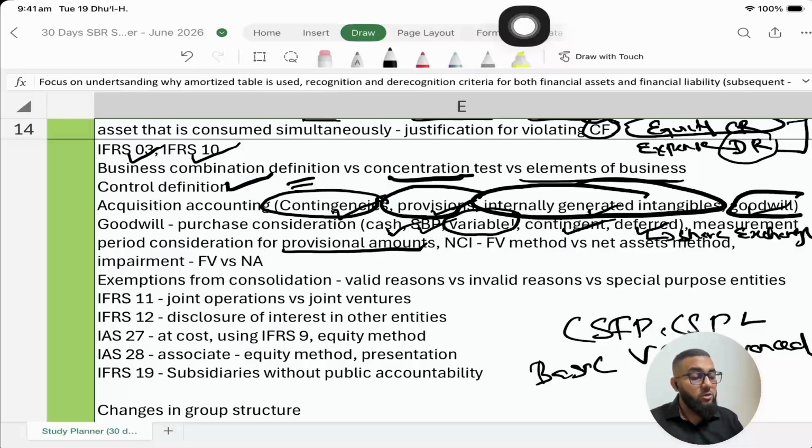If there are provision amounts, what is the period? What's the allowed period in which you can make changes? Then NCI, non-controlling interest, the fair value method versus net assets method, right?